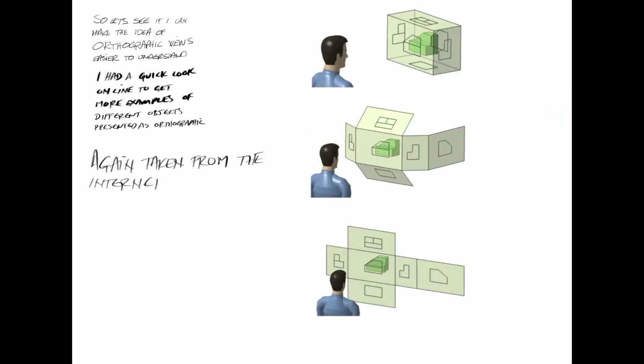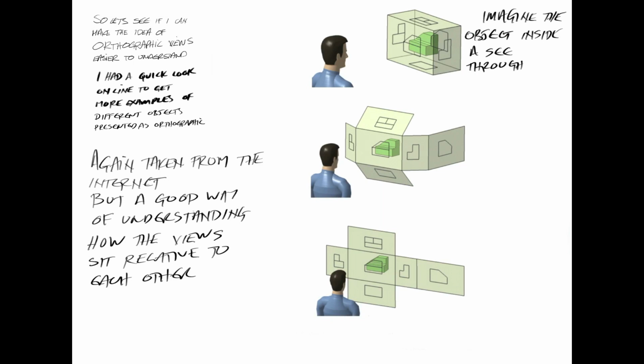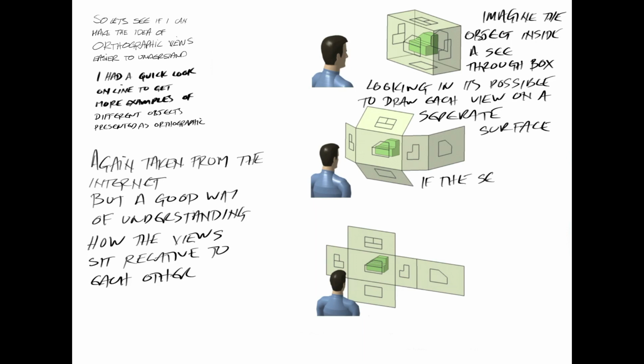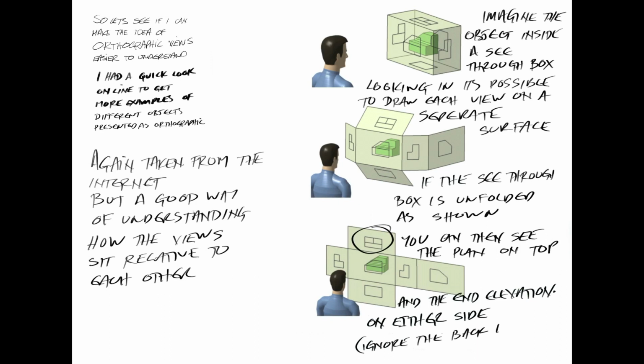Here's an example from a website trying to show how this idea of the views could be considered. The green object is inside a glass case, and the viewer is looking straight through the glass as if he's drawn on the glass each particular view. So in the front he's drawn the elevation, above he's drawn the plan, and on the sides he's drawn the end elevations. If you unfold that glass box somehow, you'd end up with the views arranged very much the way we've had them in the previous drawings.